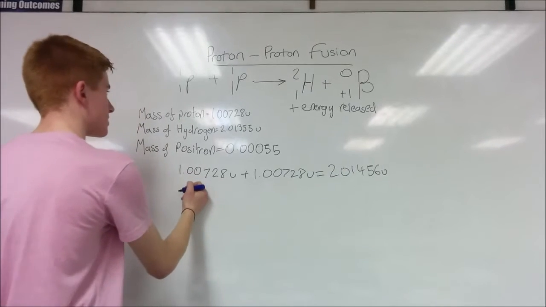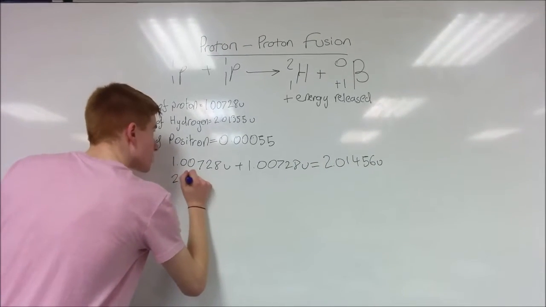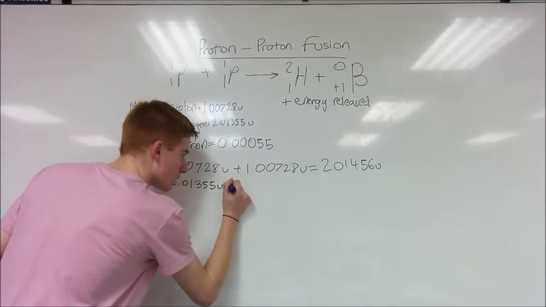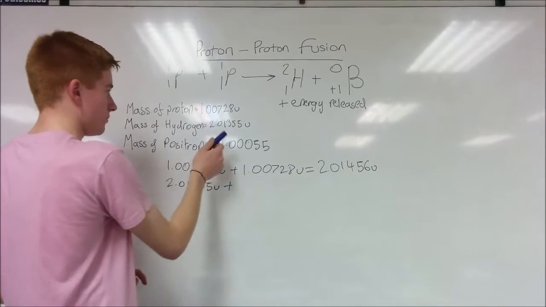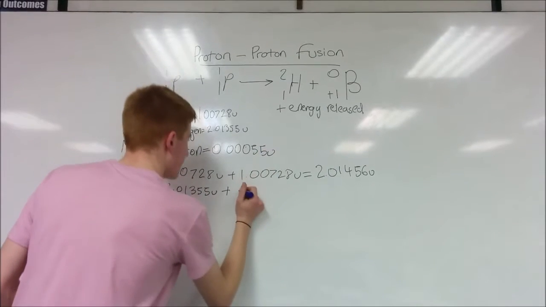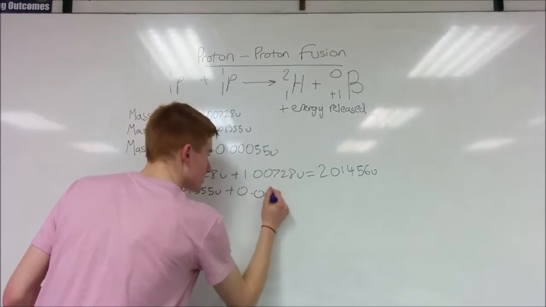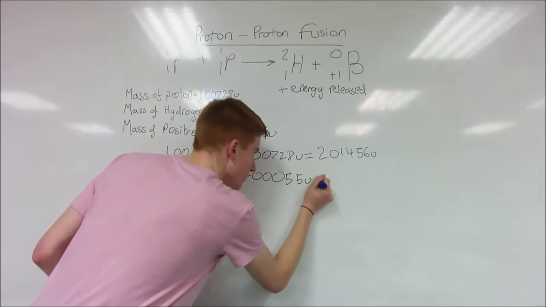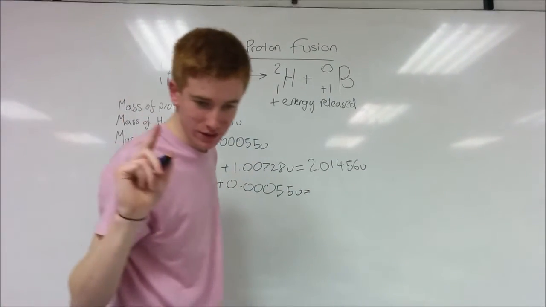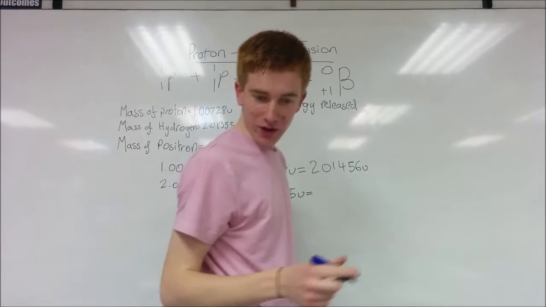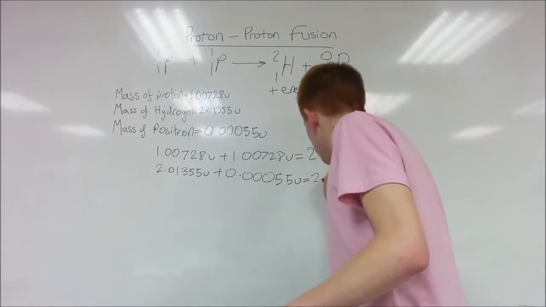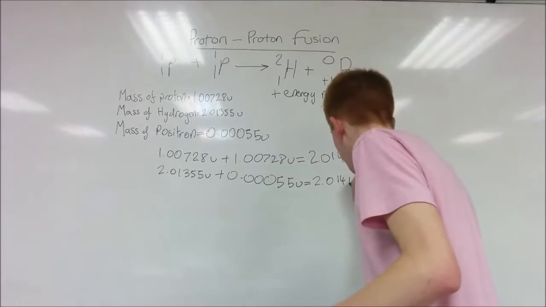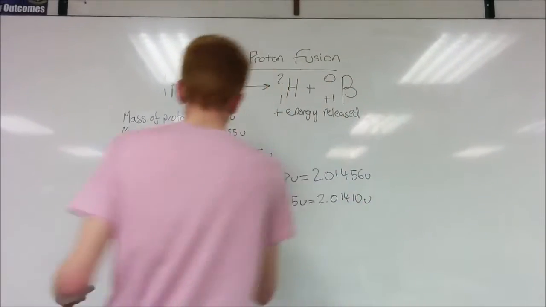So the mass of a hydrogen atom is 2.01355 U plus the mass of a positron, which is 0.00055 U, and that comes to 2.01410 U, all in my head.